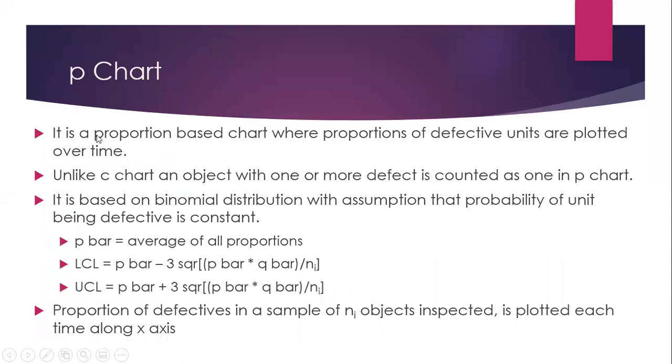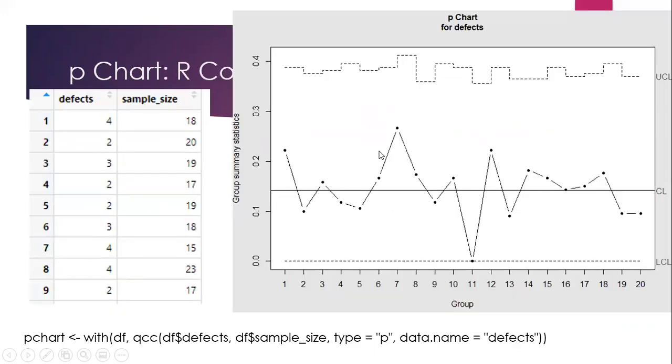P chart, it is a proportion based chart where the proportion of defective units is plotted over time. Unlike the C chart, an object with one or more defects is counted as one in the P chart. It is based on binomial distribution with the assumption that the probability of a unit being defective is constant. P bar is the average of all proportions and we can get lower and upper control limits. Then the proportion of defectives in a sample of Ni objects inspected is plotted each time along the x-axis. So this is the example of the P chart. You can see the variable upper control limit.